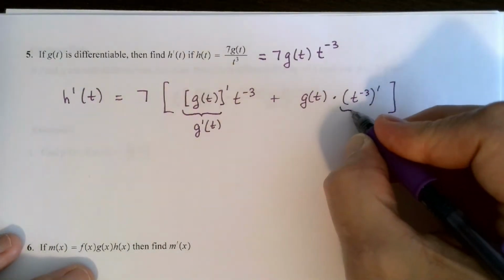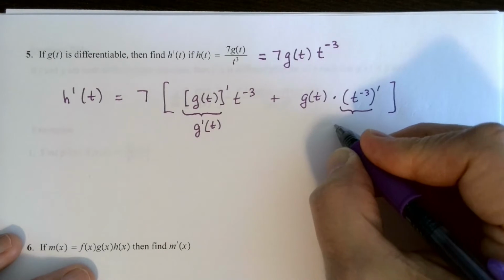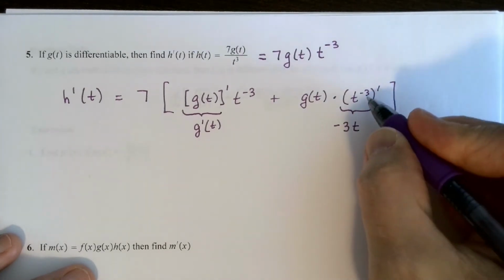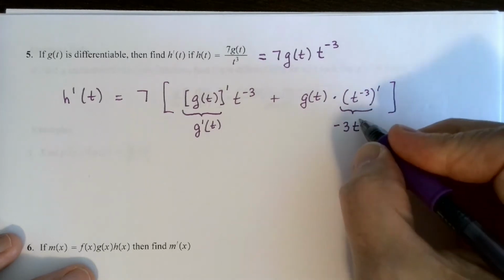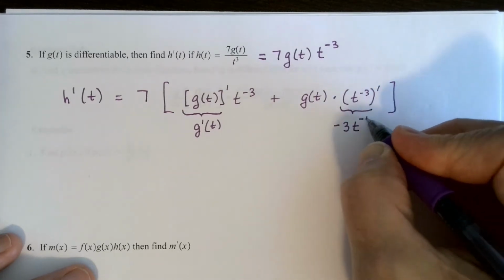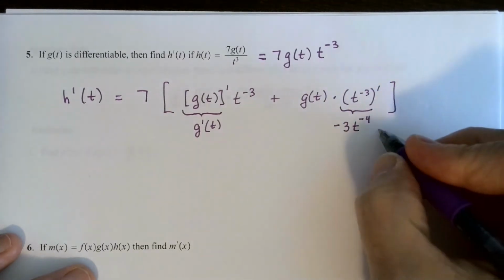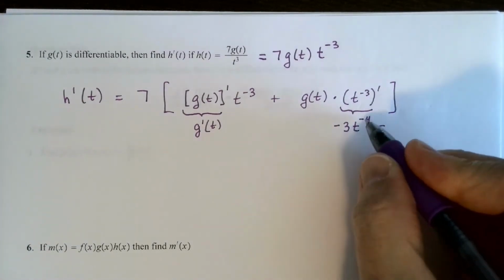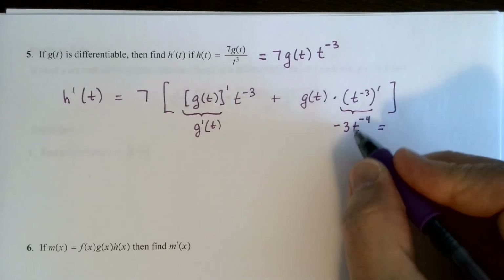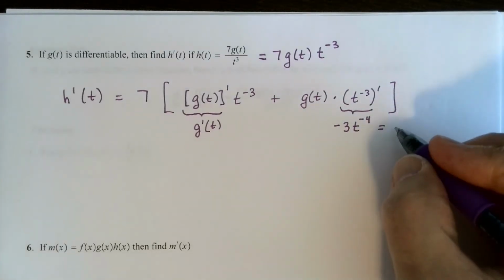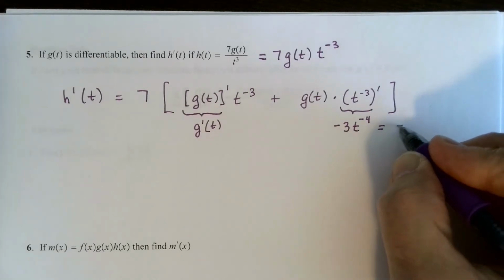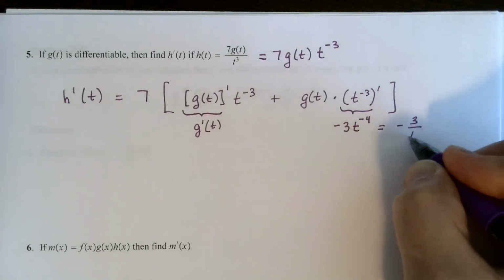The derivative of t to the negative third, that's the power rule, right? Bring the negative 3 down. The exponent, what do I do? I subtract 1. Be careful. Negative 3 minus 1, negative 4. Okay, and I'm going to go ahead and rewrite this without the negative exponent. This is negative 3 times what? The reciprocal of t to the fourth. So t to the negative 4 is the reciprocal, 1 over t to the fourth. So this is negative 3 divided by t to the fourth.